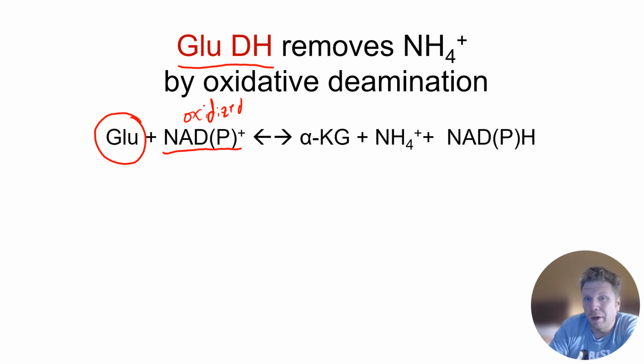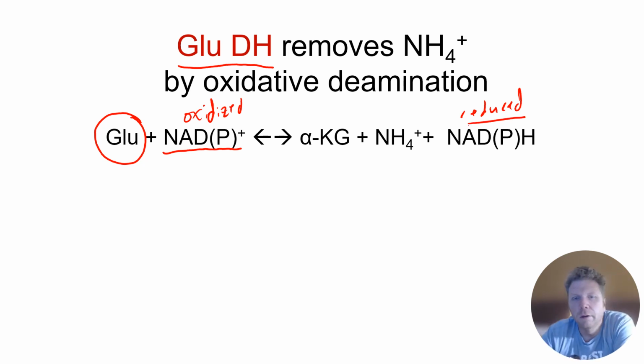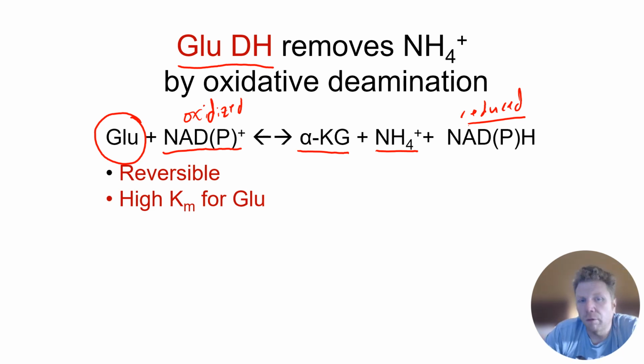Then, if we look at our products, we're going to end up with a reduced form. So we are going to carry out an oxidation reduction reaction where glutamate gets oxidized, so it's going to give up electrons. NADP+ is going to pick those up and form the reduced form of it. Glutamate is going to get oxidized and release an ammonium. So when it gets oxidized, it makes alpha ketoglutarate and ammonium. Now, this is a reversible reaction.